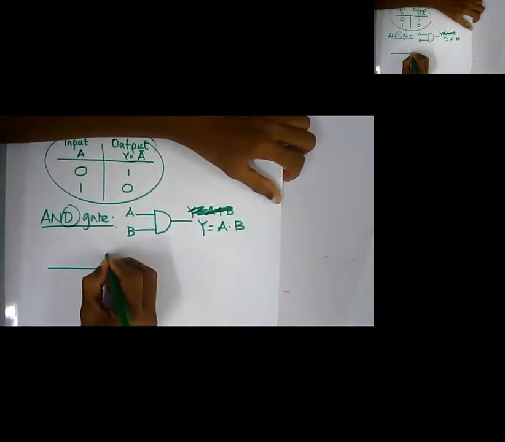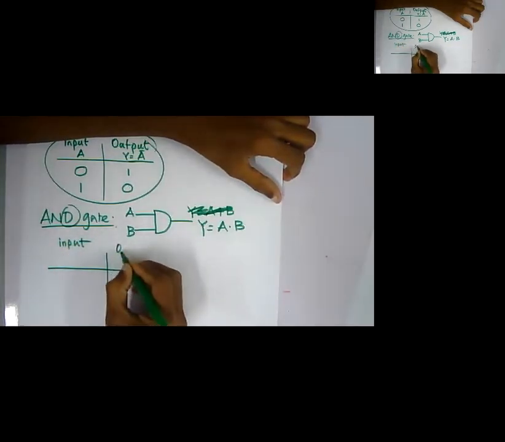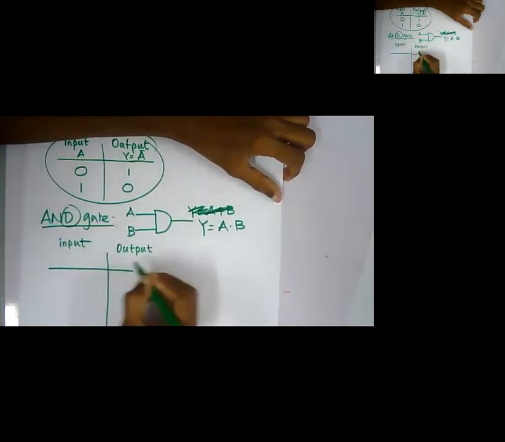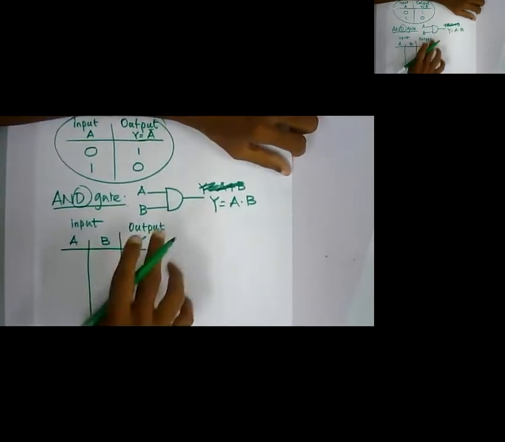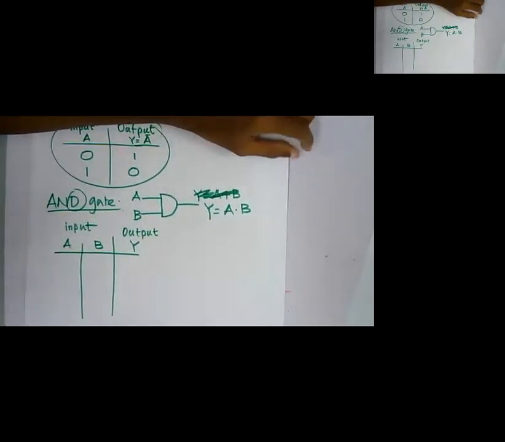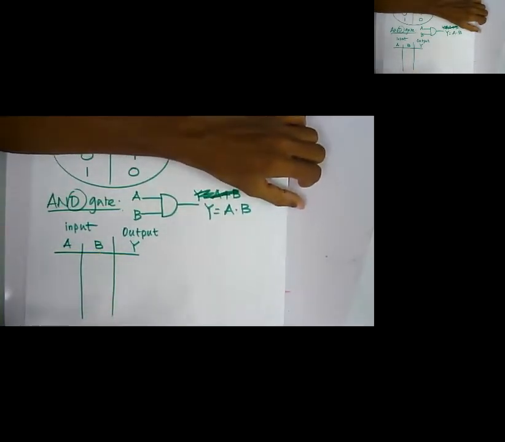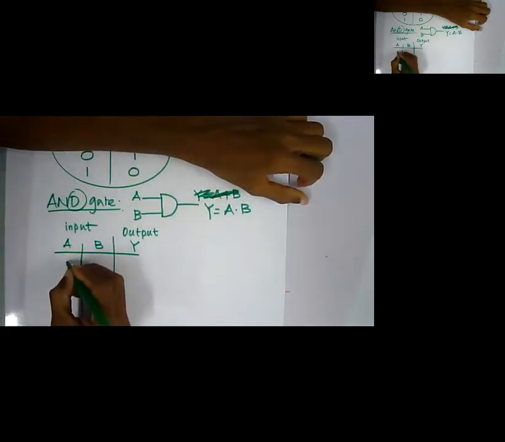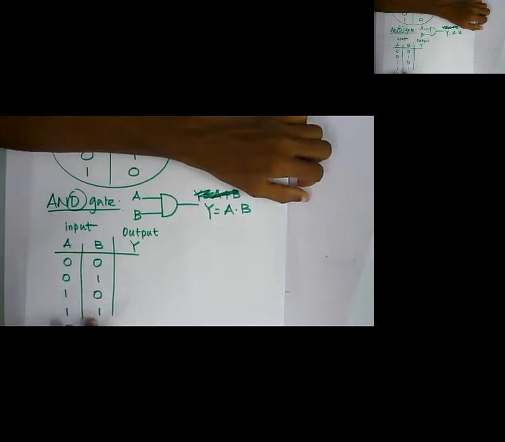Then let me draw the truth table. This is my input, and this is my output, Y. I have two inputs here, one is A and the other one is B. Then I need to write all the possible combinations of inputs: 0 0, 0 1, 1 0, 1 1. Since there are two variables, there are only four combinations.